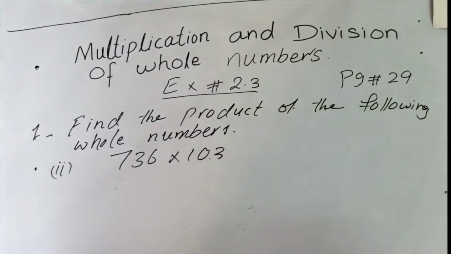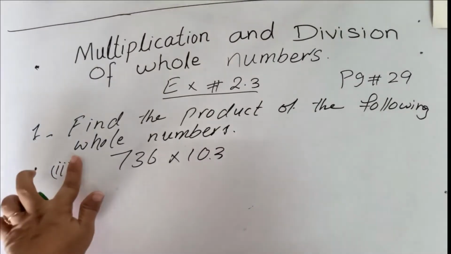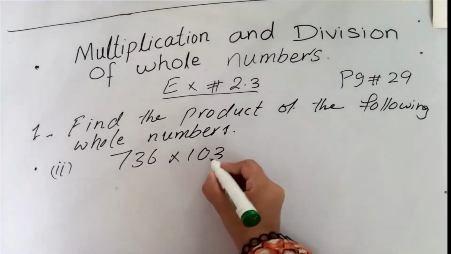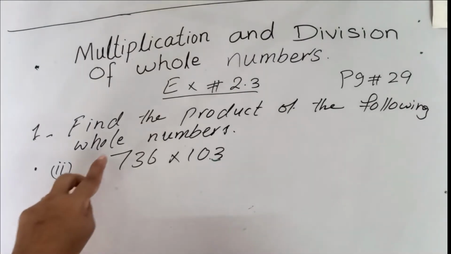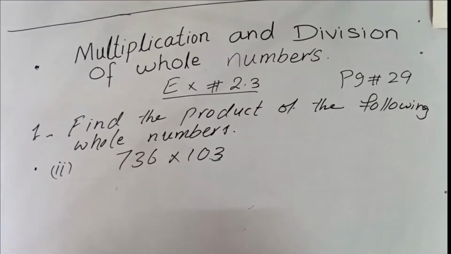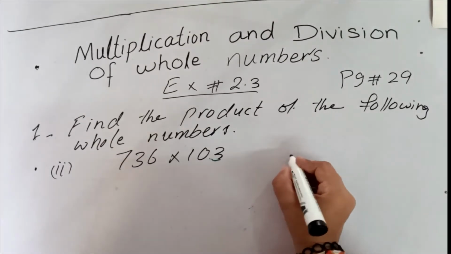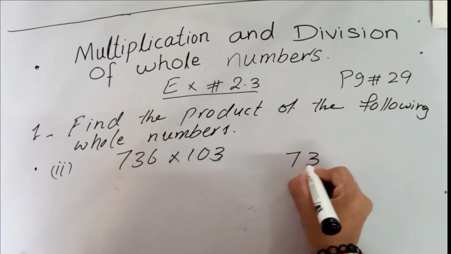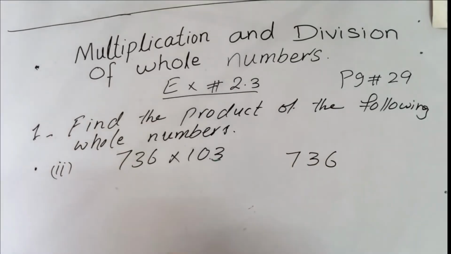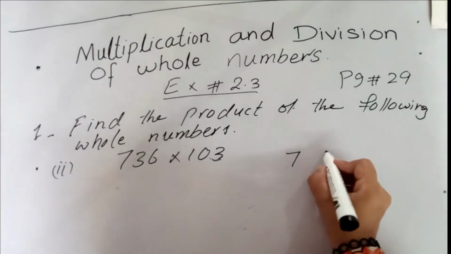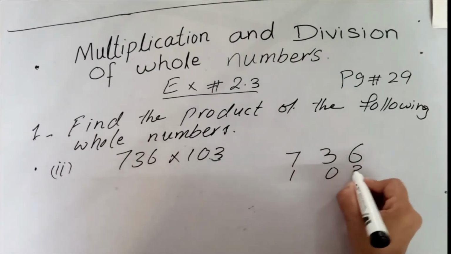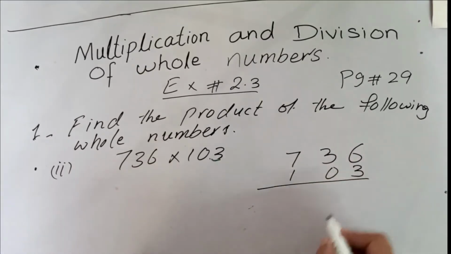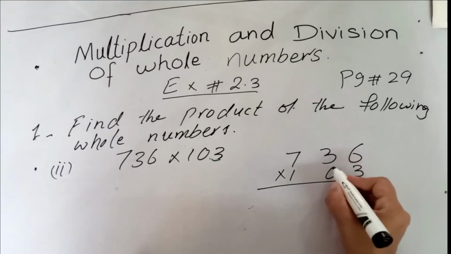We are starting the sum. This is the second part of this sum, so I am going to solve this one. Here you have to write the values 736, then 103. First of all you have to write 736, leaving some spaces so that it is easy to solve. Then 103. Now we have to multiply these two values.